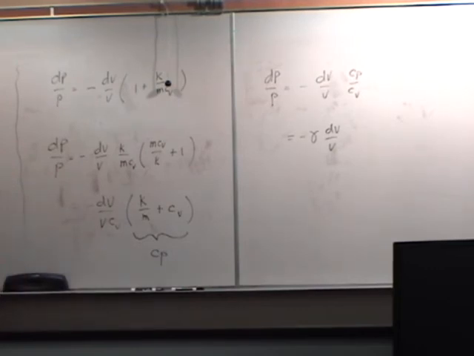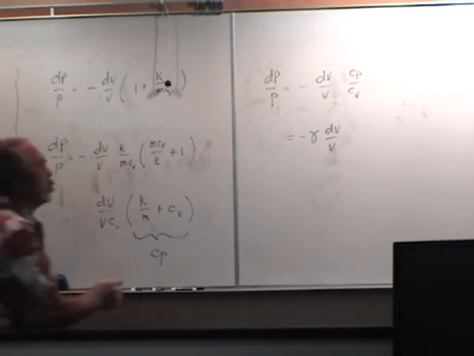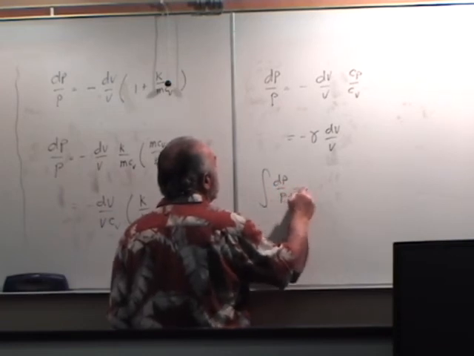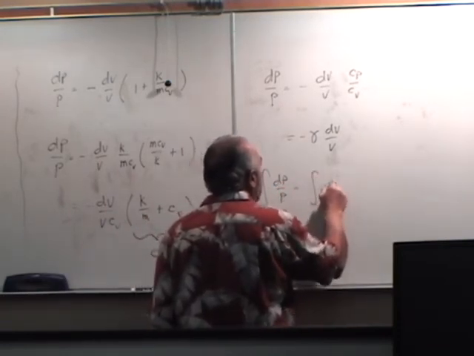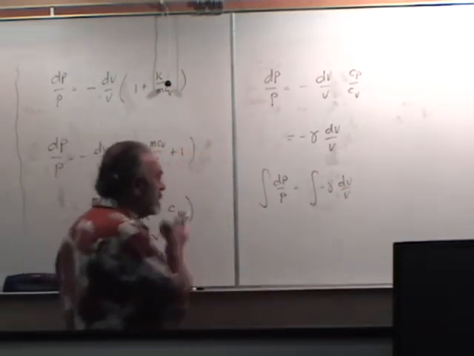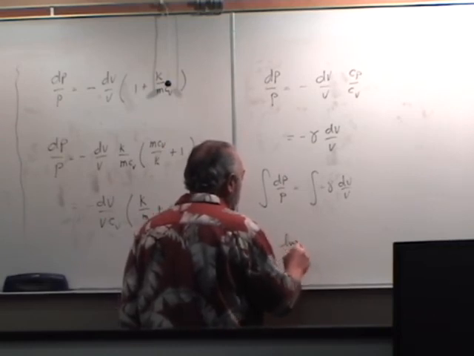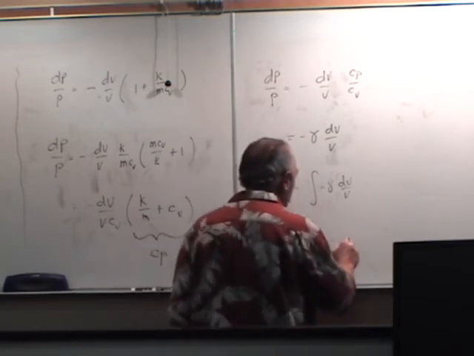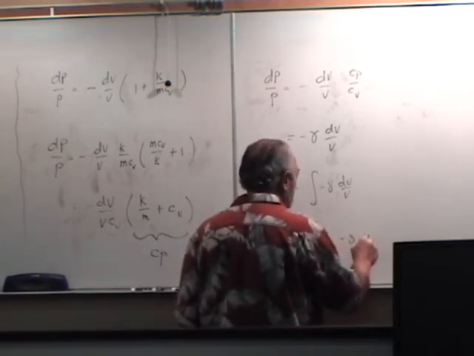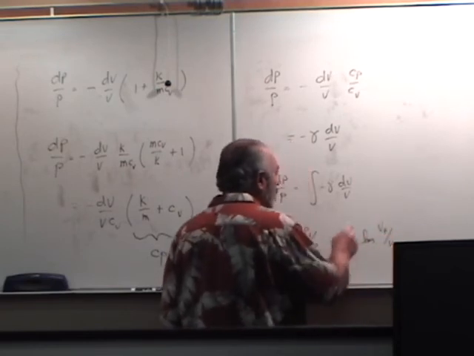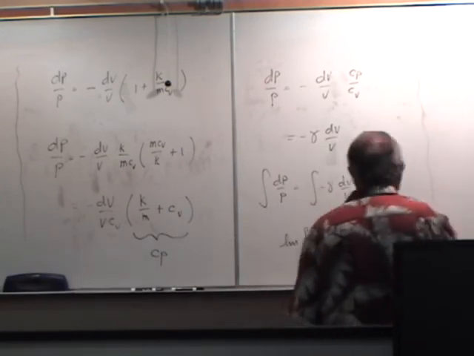We finally have come around to an expression which will be helpful. If I integrate both sides, what do I get? I get the integral of dp over p equals the integral of minus gamma dV over V, but gamma is a constant, so we get ln of p final over p initial equals minus gamma times the ln of V final over V initial.